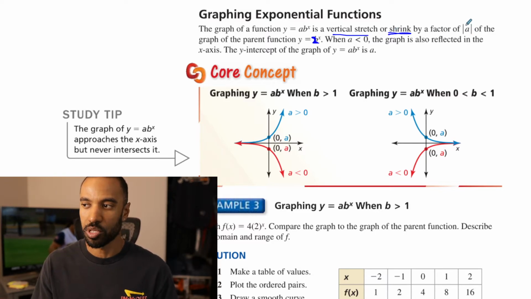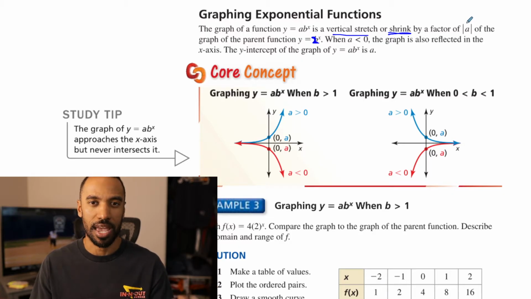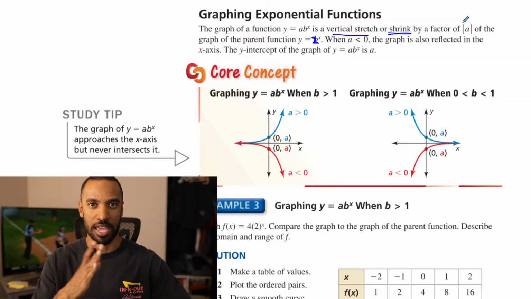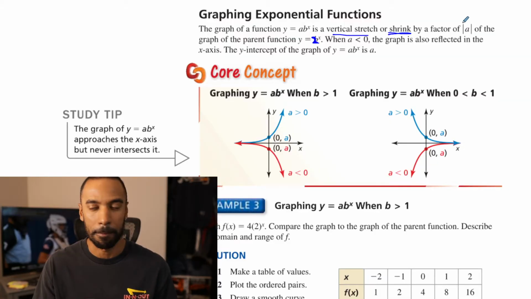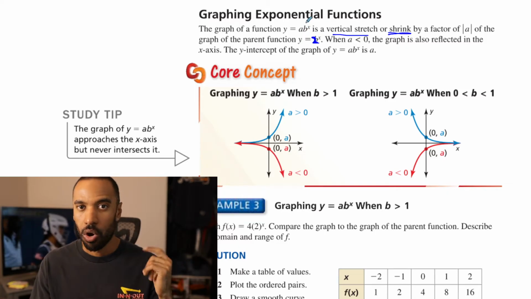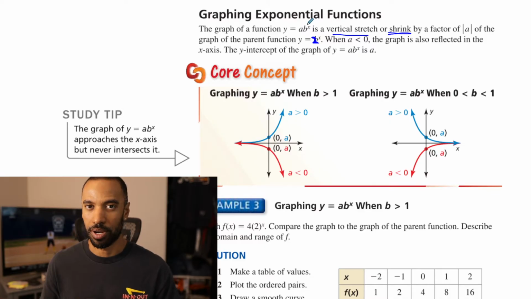Now, they did say absolute value of a so as not to influence what happens when a is negative, because a is negative doesn't determine whether you stretch or shrink. It determines whether you reflect over the x-axis or not. And of course, we're going to talk about that. But if a is 3 or negative 3, either way, it's still vertically stretched by a factor of 3.